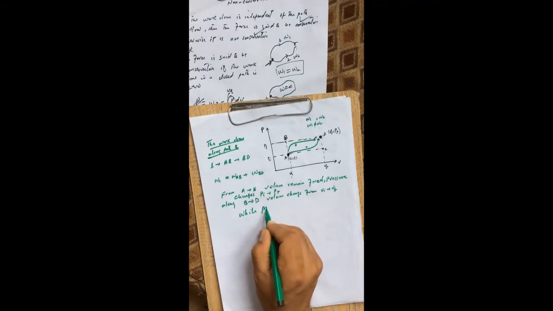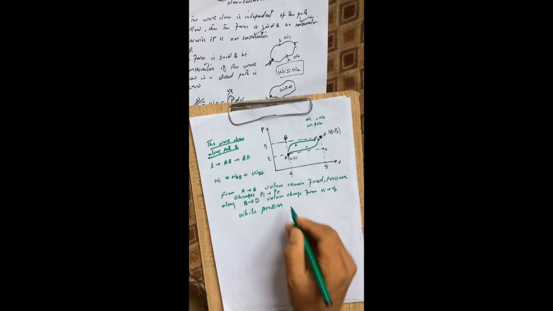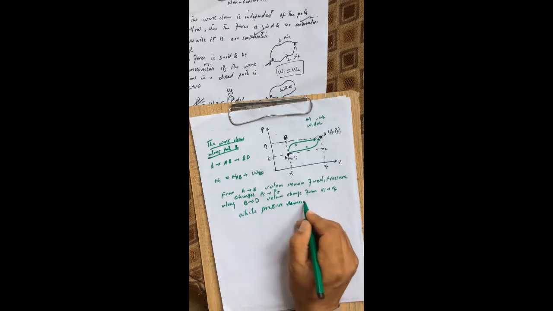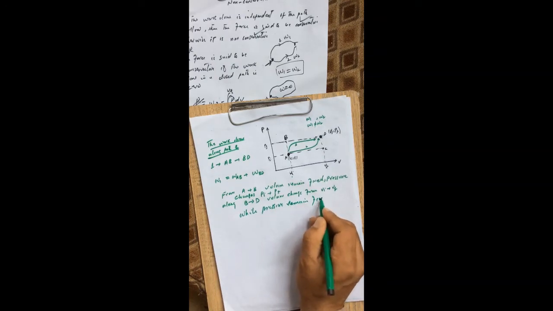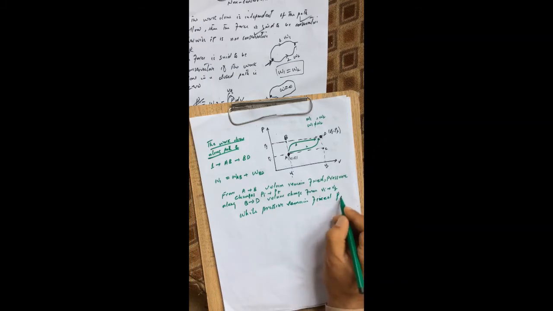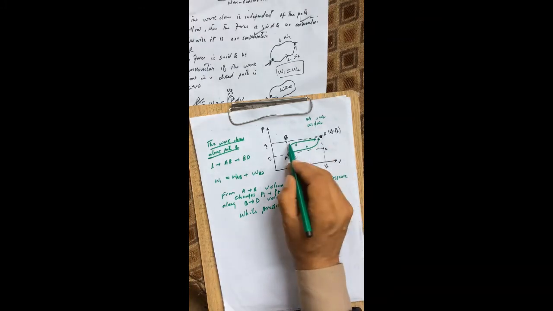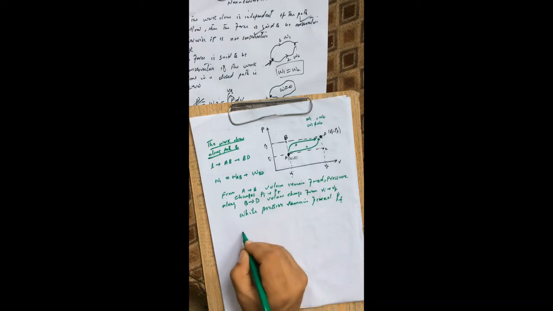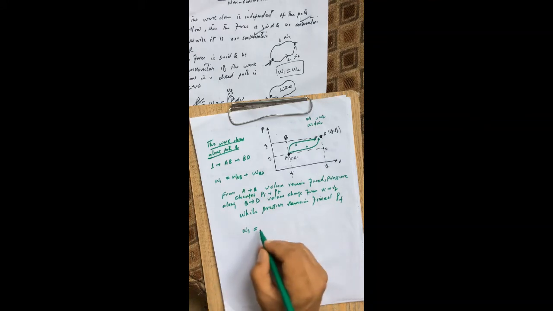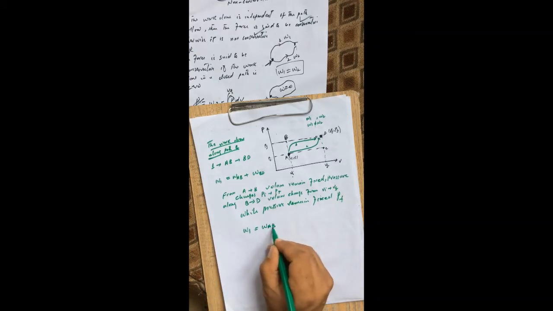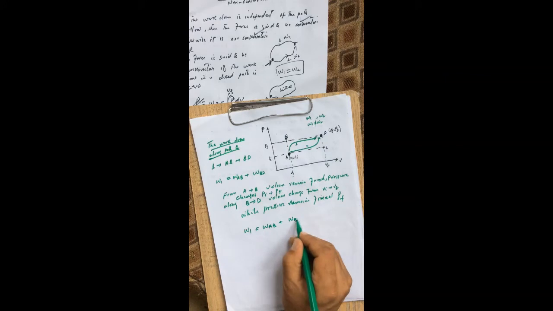While pressure remains fixed, which is Pf. Along this path the pressure is Pf. So the work done along path 1 will be equal to work done along path AB plus work done along path BD.